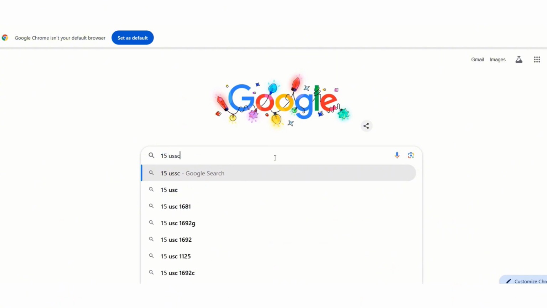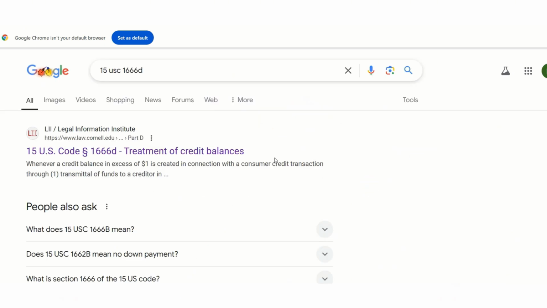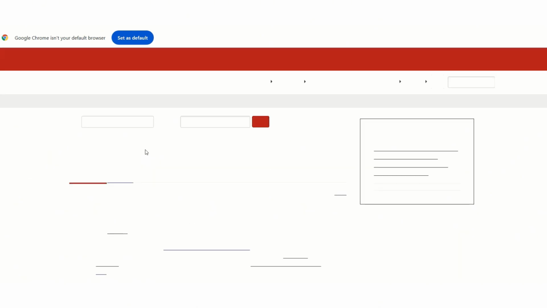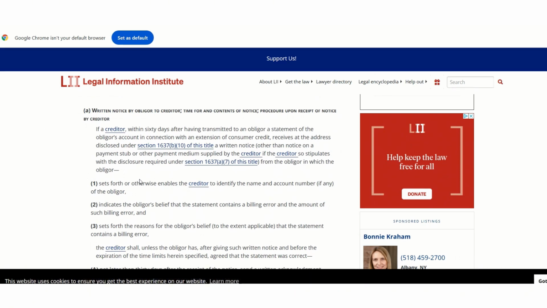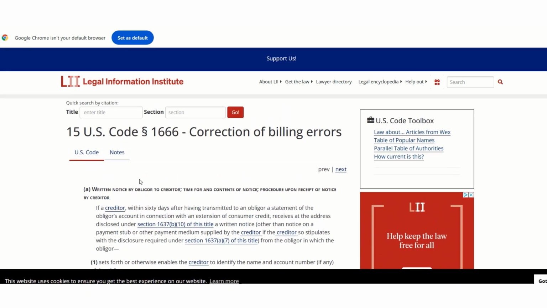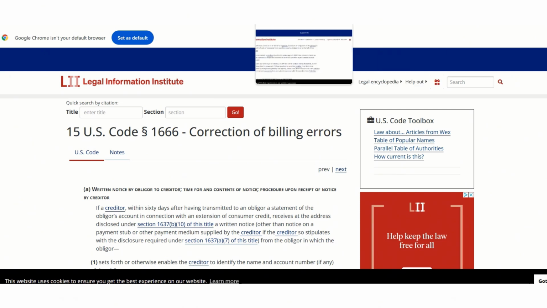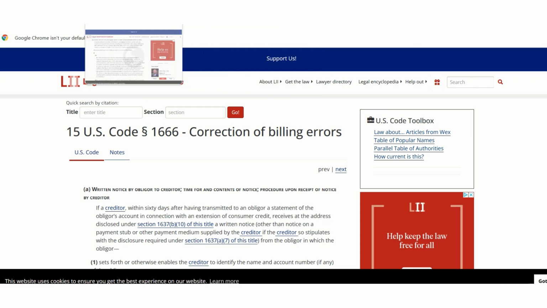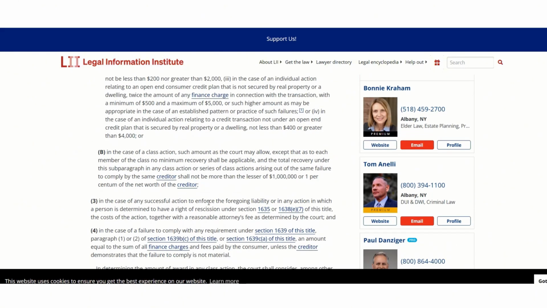But USC 1666, oh nope, not that, take away the D. Correction of billing errors. This is the guidelines and requirements for writing a billing error notice. Or under 1640, Section 1640, for civil liability down here.